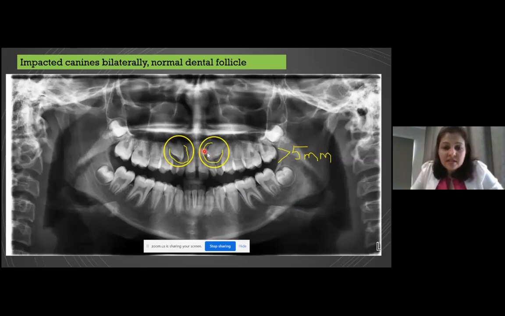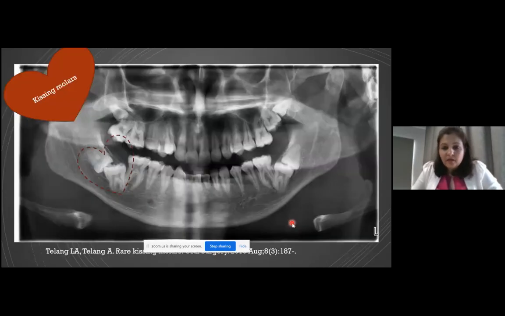And now, which is the area that you measure? It is from the crown to the end of the follicle. Right, so with that regard, I want you to look at this. Now, this is one of the papers that we had published a couple of years ago. These are kissing molars. And it's a very interesting finding. Very few cases reported in the literature.